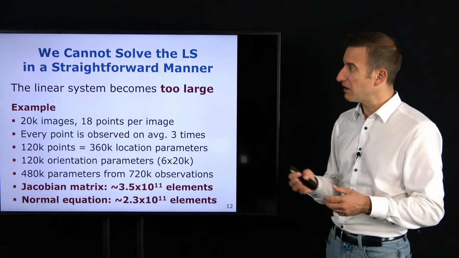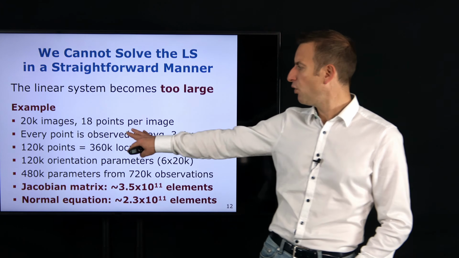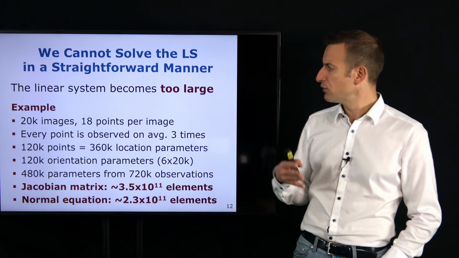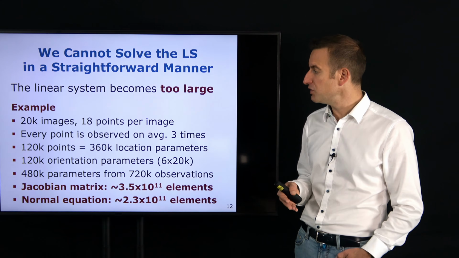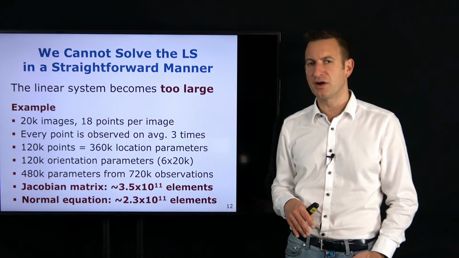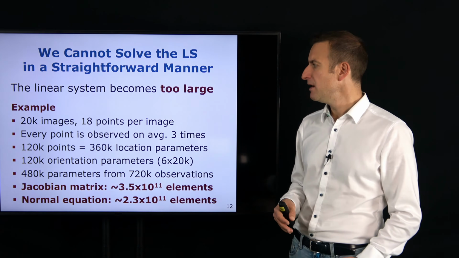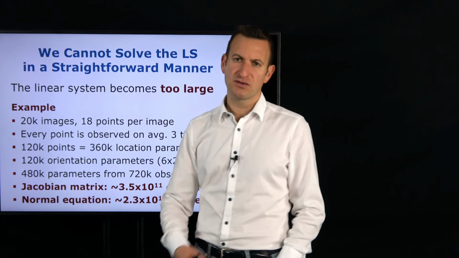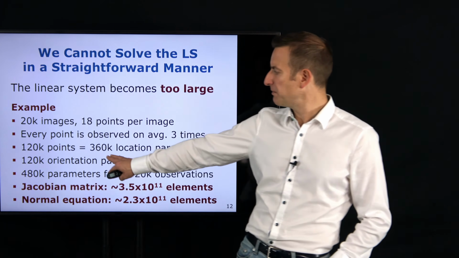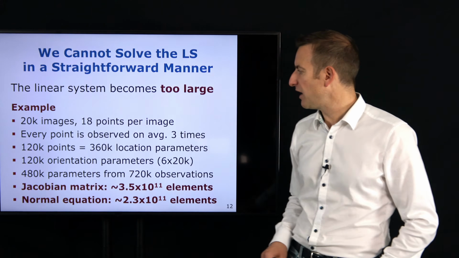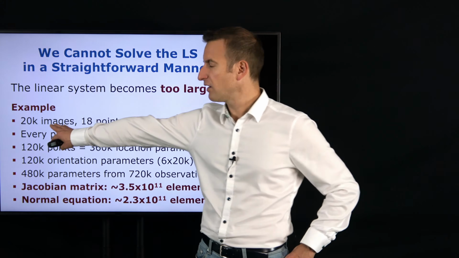Just as a small example of how that could look: assume we have 20,000 images that we have recorded. We have 18 points per image, which is a rather small number compared to what today's typical image feature extractors such as SIFT features would produce. And we assume that we see every point 3 times, so we have 3 observations per point. Every point pops up on average 3 times in an image. This means we have 120,000 points overall for which we want to estimate their 3D location. 120,000 multiplied by 3, because it's an x, y, z coordinate, gives us 360,000 location parameters. We also have camera orientations. We have 20,000 camera images.